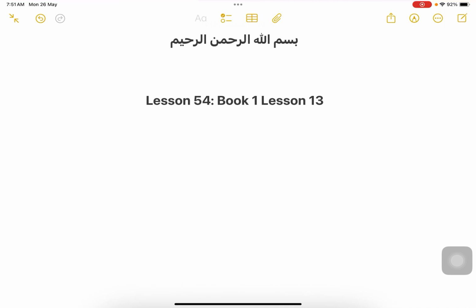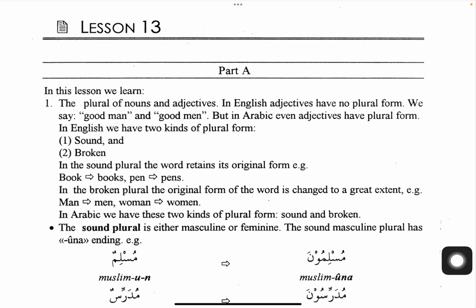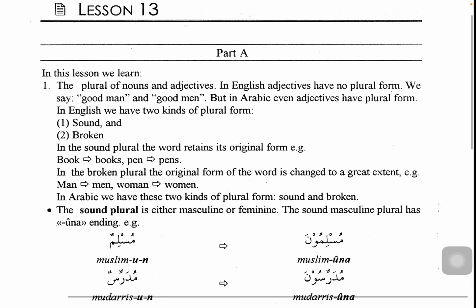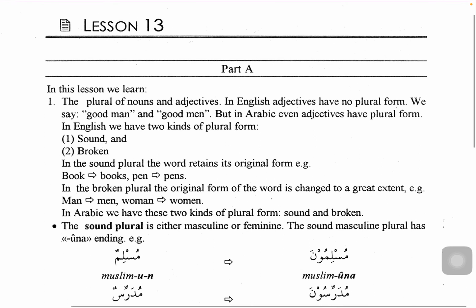Welcome to lesson number 54. We will start lesson 13 in our main book. Before we go to the main lesson in the Arabic text, let's explore the key, the English key. There are two parts, part A and part B, so we'll do both parts inshallah. If not in one lesson, in two lessons inshallah.